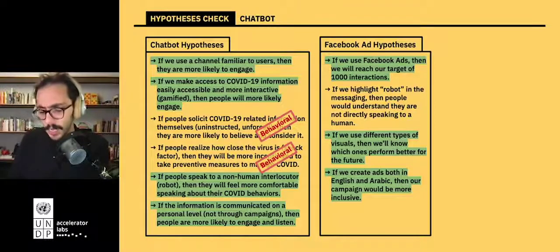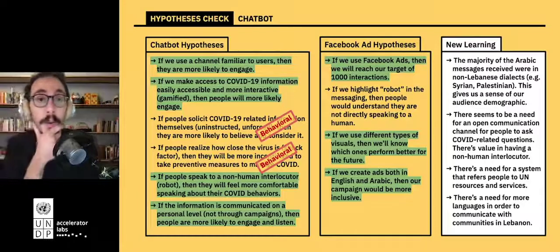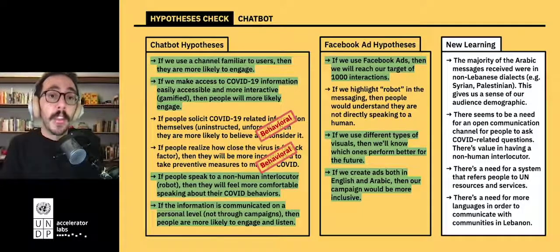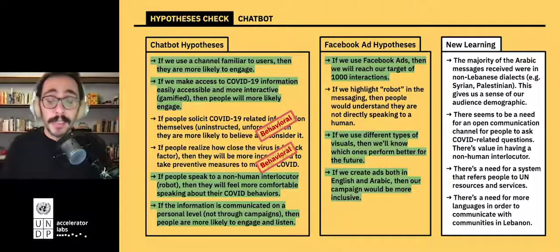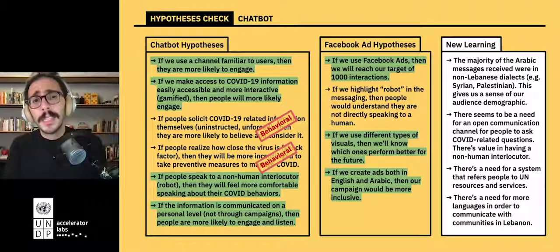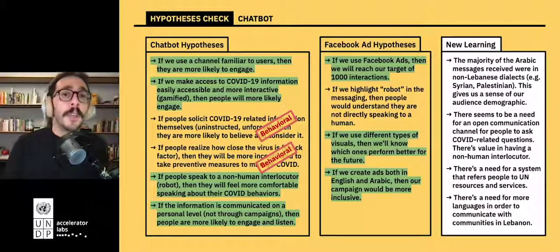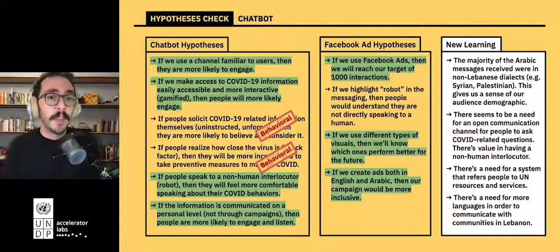And as we saw earlier with the Facebook survey ads, we had additional learnings that I'm going to read out loud here. The majority of the Arabic messages that we received were in non-Lebanese dialects. They were in Syrian or Palestinian dialects, and if you're able to read the Arabic ones, you would be able to see that some of them are not really Lebanese. And this really gives us a sense of our audience and demographic. Also, there seems to be a need for an open communication channel for people to ask COVID-related questions.